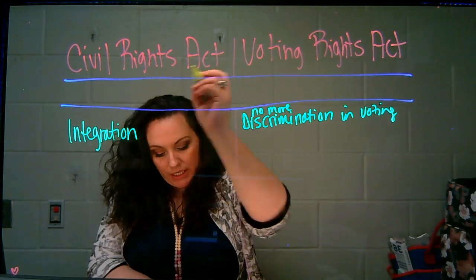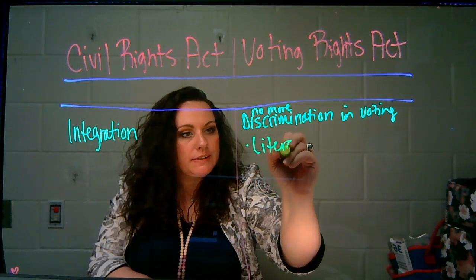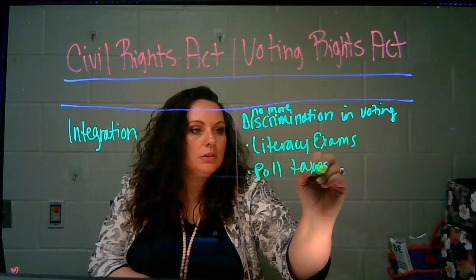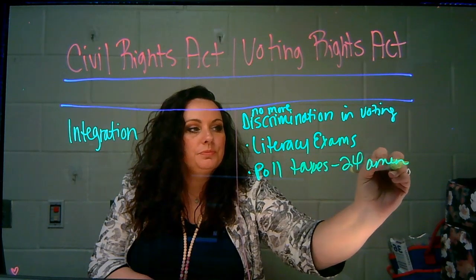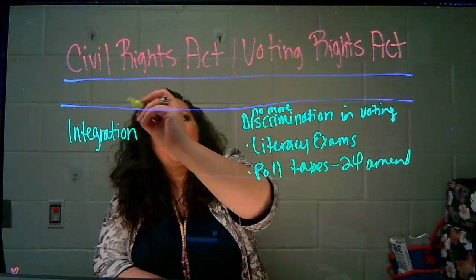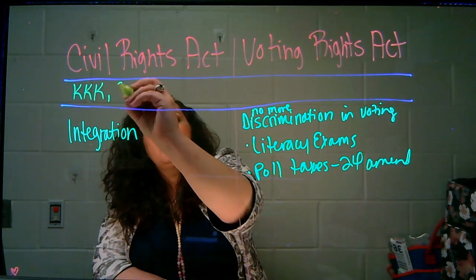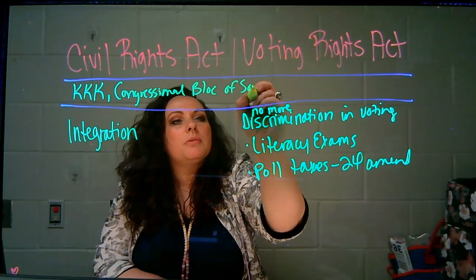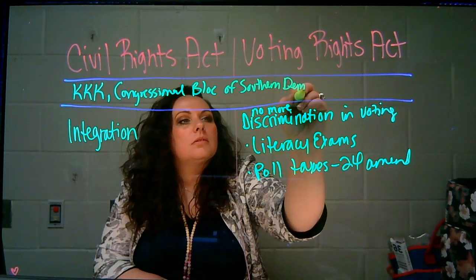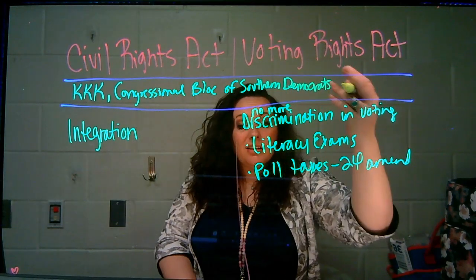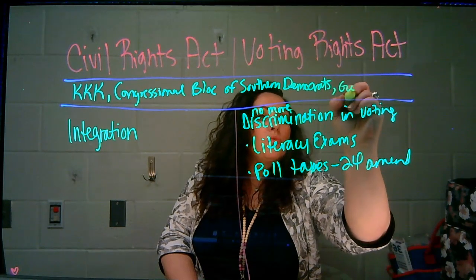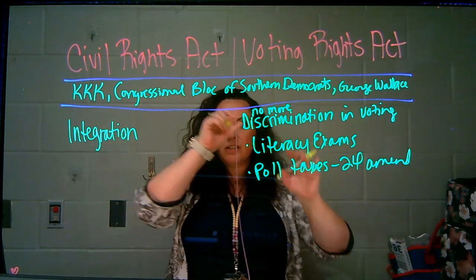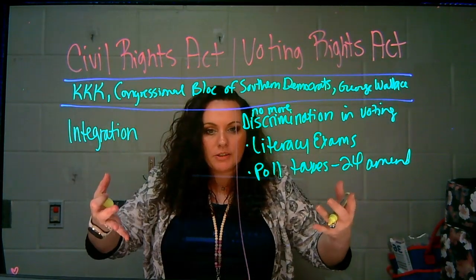Well, if voting rights is supposed to take away literacy exams, and it's supposed to take away poll taxes, remember that's your 24th Amendment here, but groups like the KKK or the Congressional Bloc of Southern Democrats are keeping that from happening. Southern Democrats like George Wallace, if they're keeping this from happening, then these things are going to have a hard time taking place. We can put laws in all we want. Doesn't necessarily mean it's going to take place.